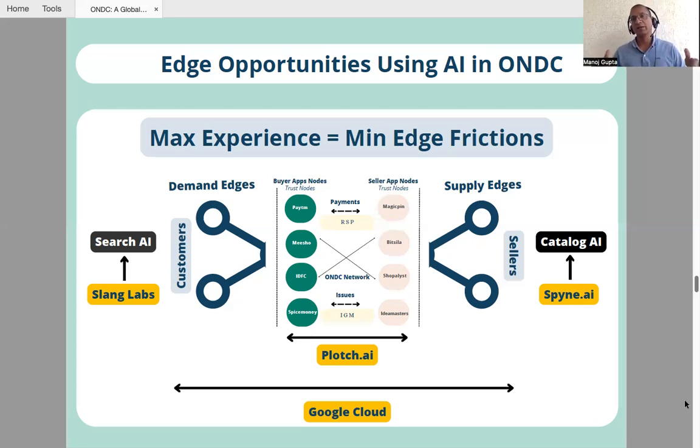So can you do something in catalog AI? Can you make it so simple that people can come into the network? For example, Spine.ai is one company which I know is doing that. On the search AI, can you make it voice-enabled, multilingual search? Something which makes it so easy that someone in rural India can buy without really typing, right? Slang Labs, I know, is one of the companies doing that.